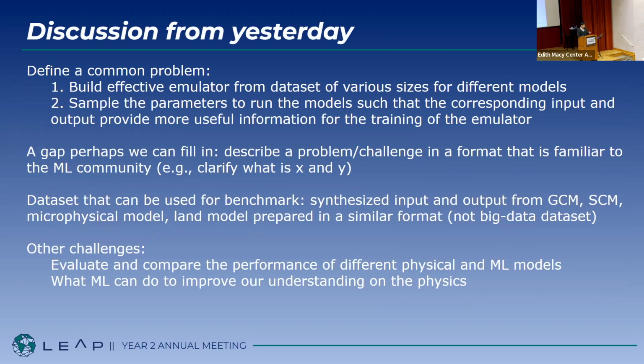For the discussion from yesterday, it seems like there's a common challenge that we all face, which is to build the emulator. The emulator basically predicts the output of complicated numerical models based on a relatively small data set. So it's not really a big data problem, but I think it's critical because we need to deal with uncertainty and so on. That seems to be a common problem. More specifically, how do we sample the parameters to run the models such that we could have more valuable input and output for training the emulator? It seems kind of universal.